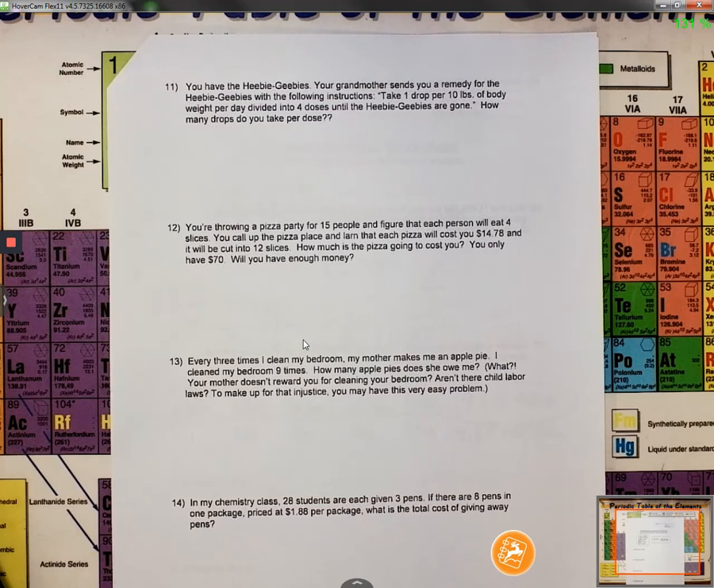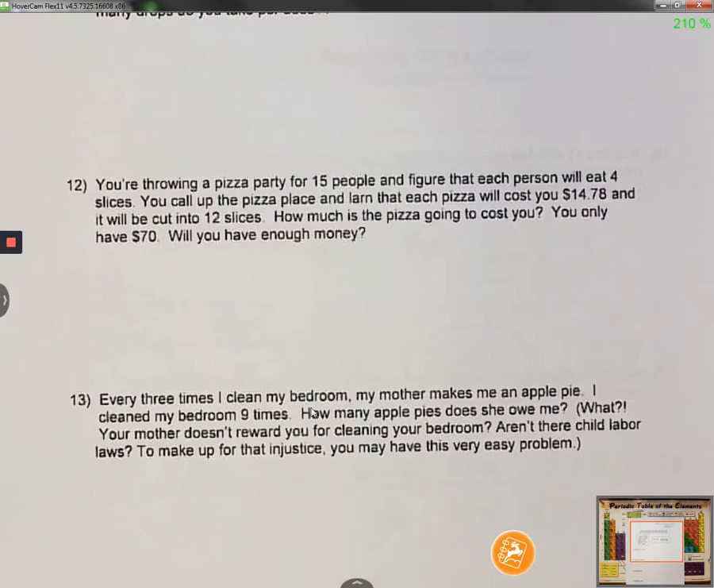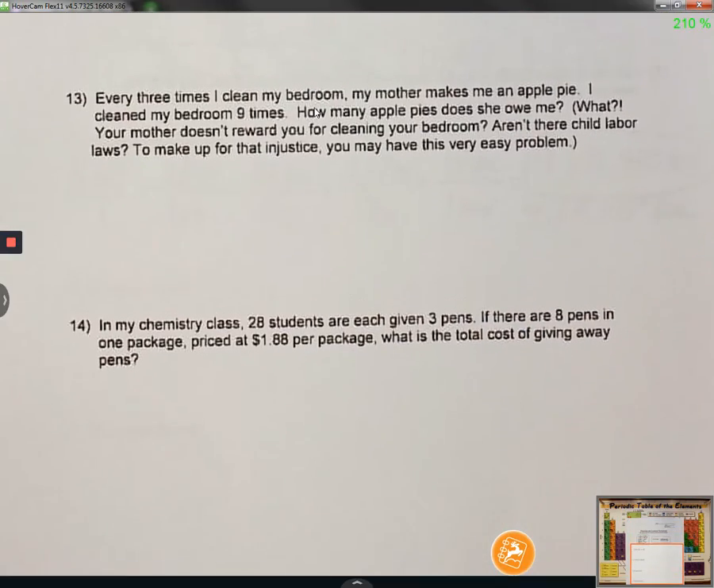Daniel, what do you think? Daniel's liking 13. Everybody else? Okay, here to vote for 11. 14. Okay. I'm going to go rock, paper, scissors, 13 then. Okay. So let's look at 13.